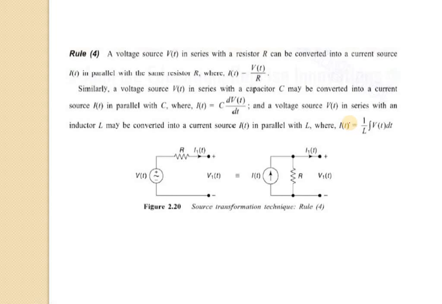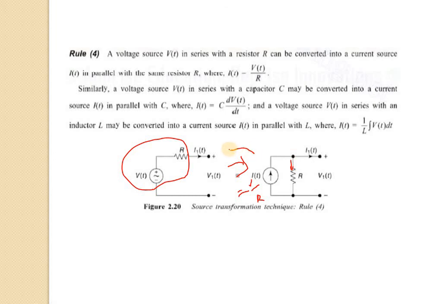This is another example. Here a voltage source is connected with a series resistance. Now this form we can transform to a current source. That means this voltage source can be converted to a current source, where the value of the current source will be V by R, and this resistance which is connected in series with the voltage source will be placed in parallel like this. In that way we can convert the voltage source into a current source, or vice versa.